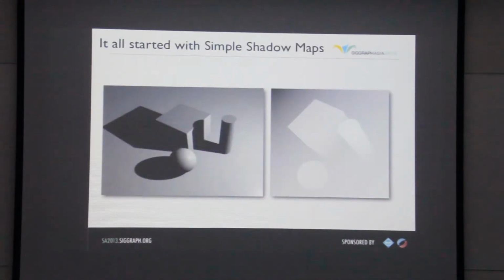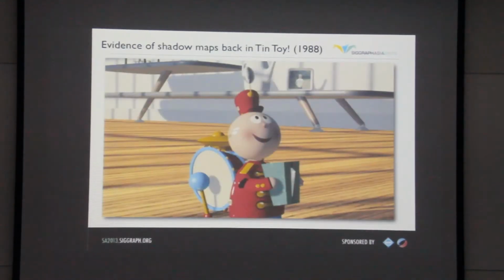So like I said, for shadows, it's all about shadow maps. On the right is a depth image rendered from the perspective of a light source, where white is close and black is far away. And the left is the beauty pass that checks to see if points of the scene are closer or further from those depth images. And here's an example of that being done all the way back in 1988 on Tin Toy.